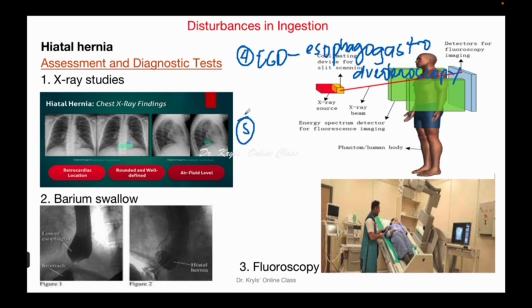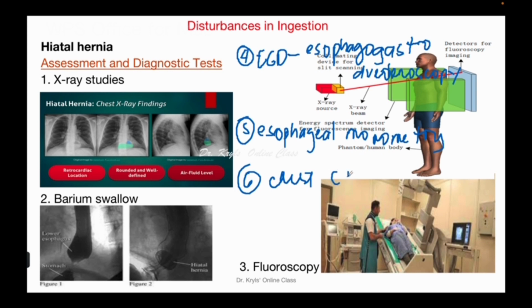Meron pa tayong dalawa, I think. Yung esophageal manometry. Ba't nga ba wala siya dito na isali? Naalala ko lang. Manometry. At saka chest CT scan.